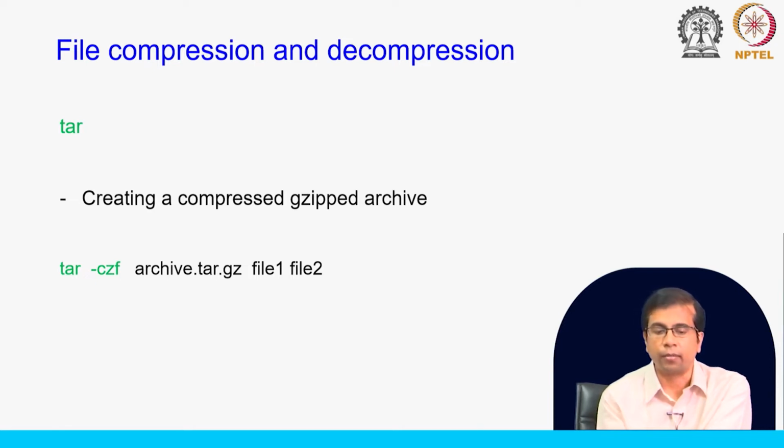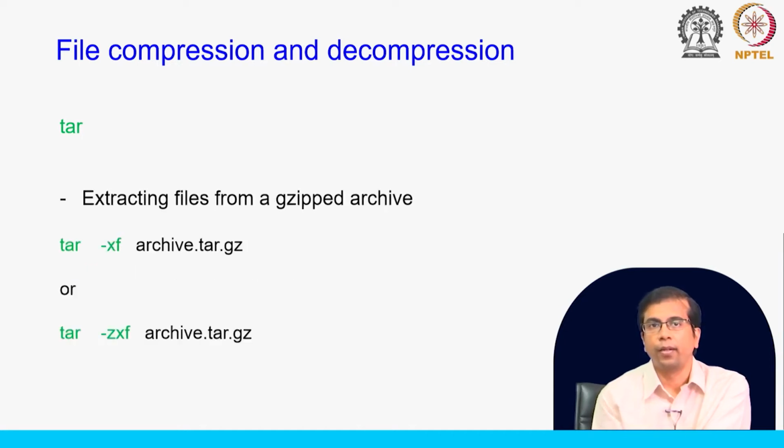This is the command you will use: tar -czf archive.tar.gz. You see these 2 compressions, .tar.gz. This is gzip compressed, and then come the file names that you want to create the archive from. Now, if you want to extract this, you can simply use tar -xf. Actually, tar knows if it sees .tar.gz, it automatically knows this is gzipped.